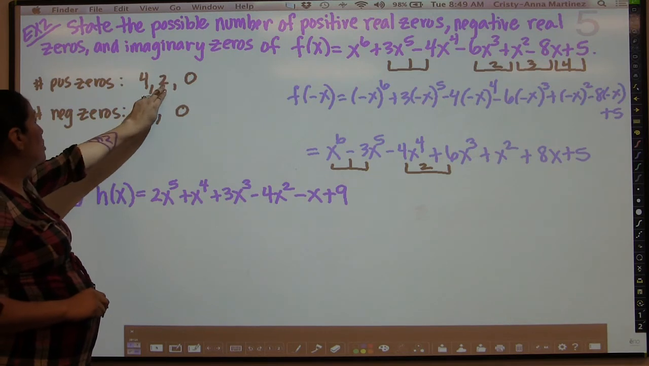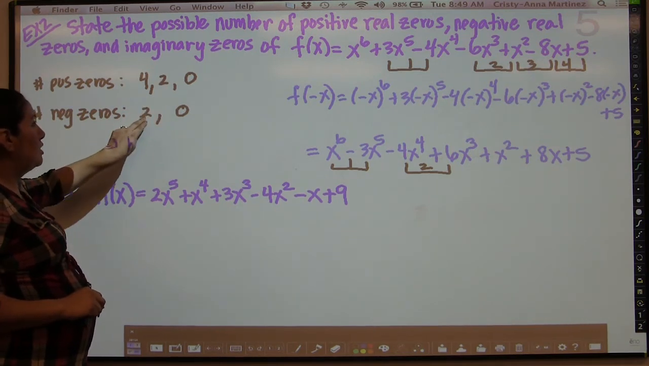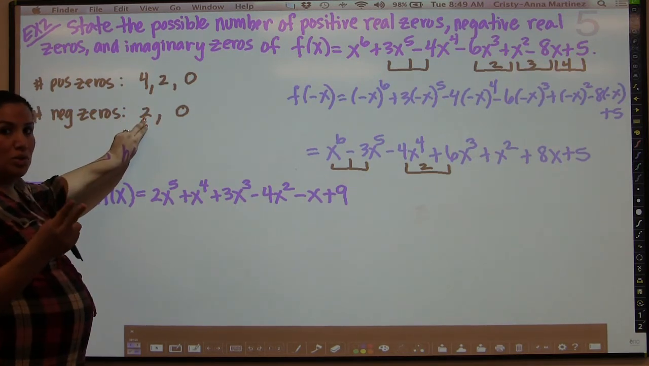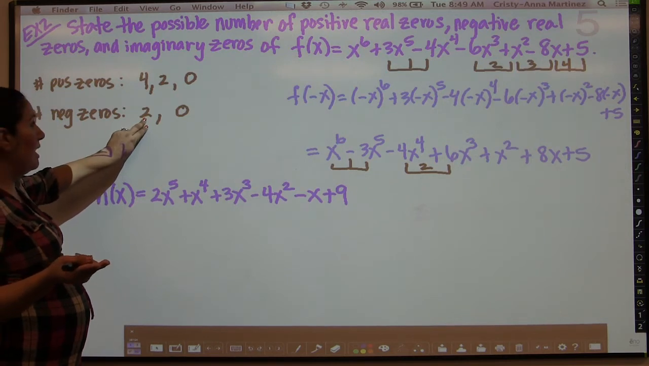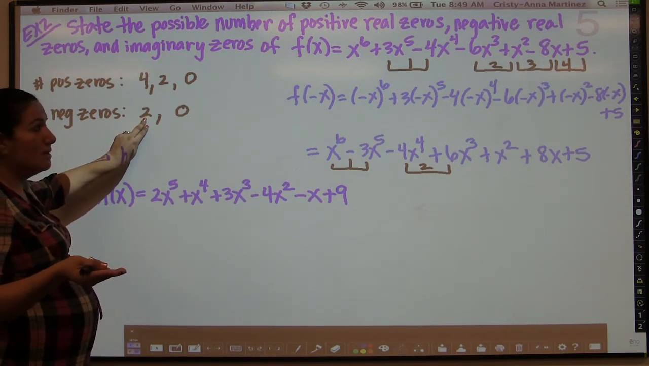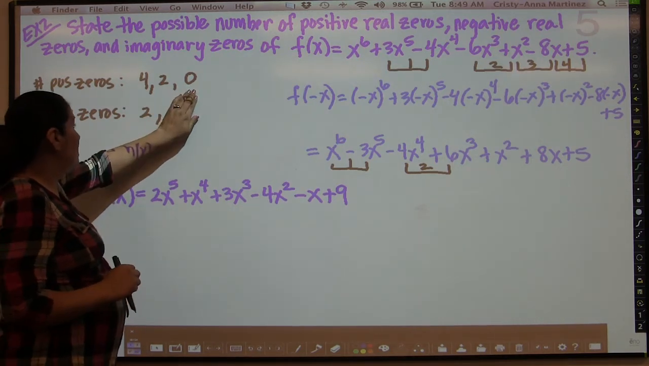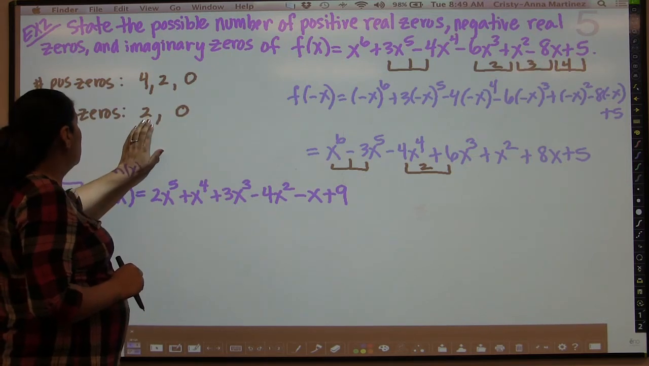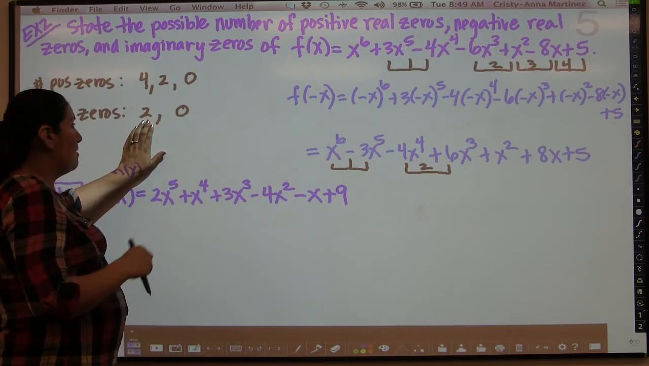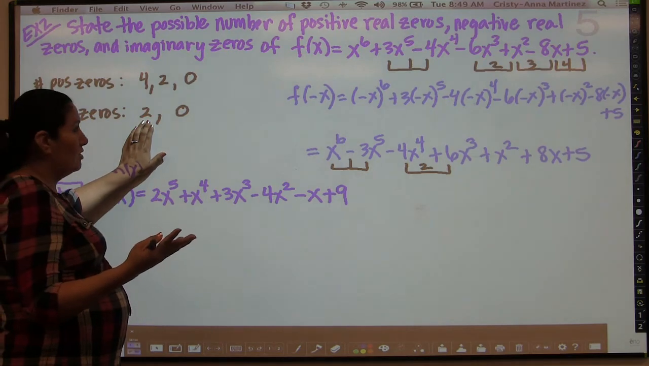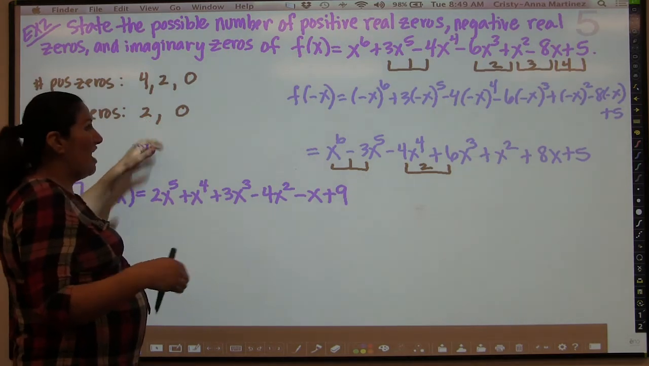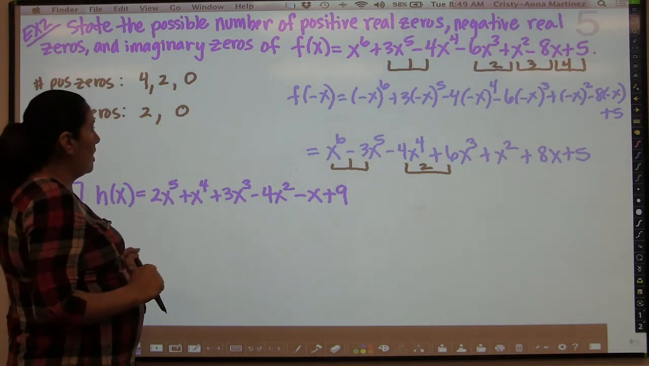Or you could have 2 positive and 2 negative, but then the other 2 would have to be imaginary because there has to be 6. If you have no positives, then you could have 2 negatives, and then the other 4 would have to be imaginary, so that you could have 6. Or they have to be repeated in some way, okay?